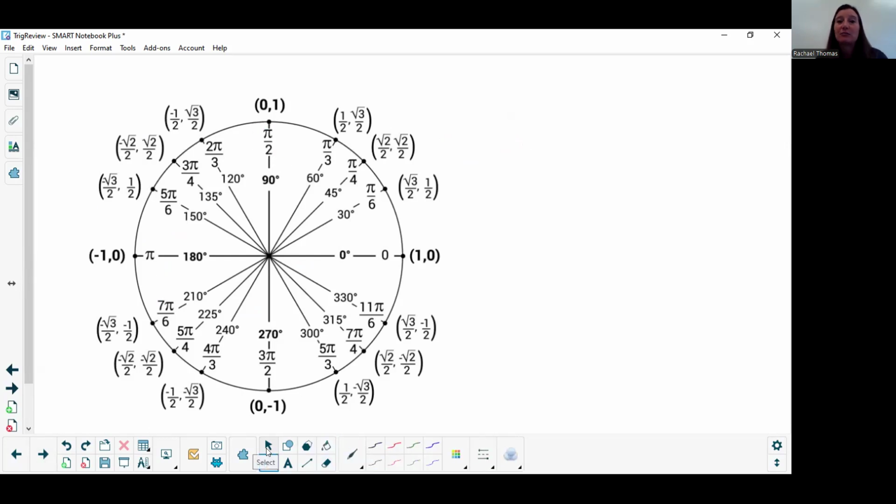It's important to measure angles in radians so that calculus works. Calculus actually falls apart if you try and measure angles in degrees. So if you're going into higher level math, you need to measure angles in radians. That's how we get this picture.